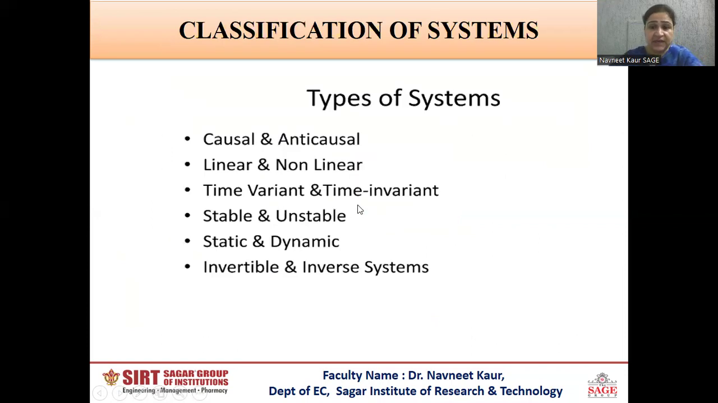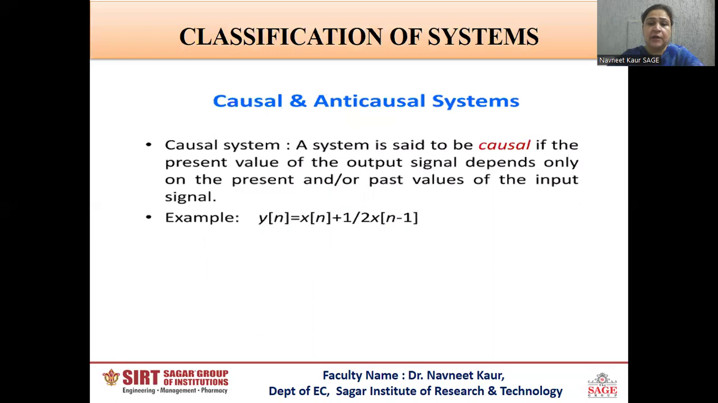Now, coming to the classification of systems. There are 6 types of systems. First is causal and anti-causal system, then linear and non-linear system, time variant and time invariant system, stable and unstable system, static and dynamic system, and invertible and inverse system. Now, first, we'll discuss causal and anti-causal systems.